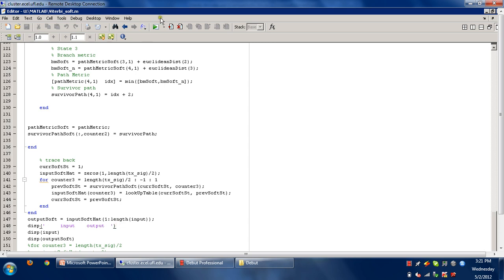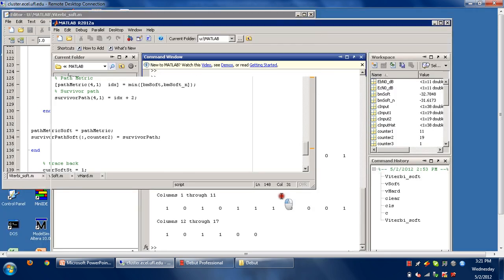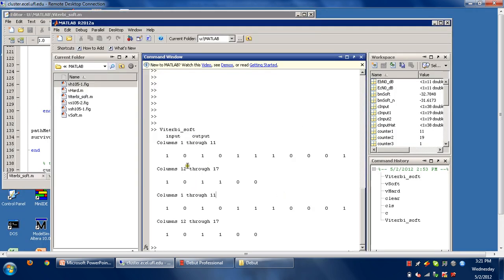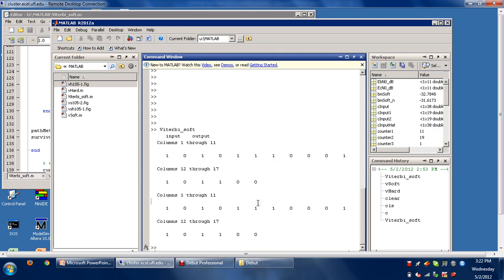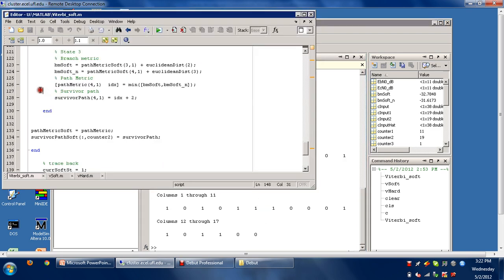I will just run this program now. As you can see, the input and output have been displayed here. This is the input, and you can see that this input is the same as the output here. Therefore, the Viterbi decoder and the convolution coder are working in synchronism.